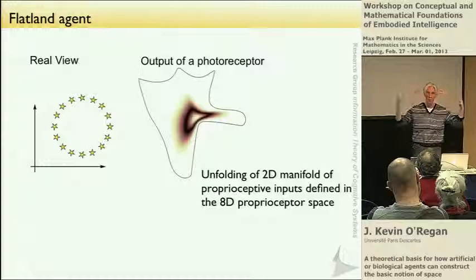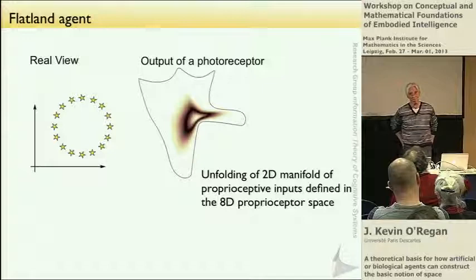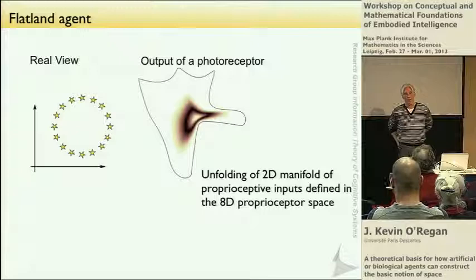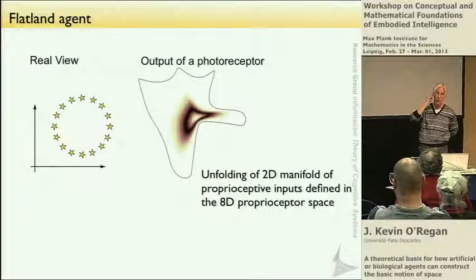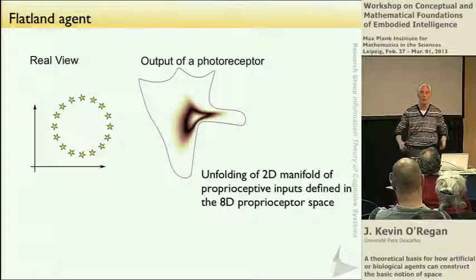Okay, but can it still consider paths which go outside the range of the retina? Yeah, that's a good question. That's something that we've been thinking about, trying to work on how it could extend its spatial knowledge beyond its own proprioceptive possibilities.